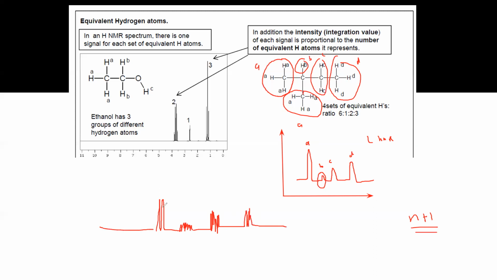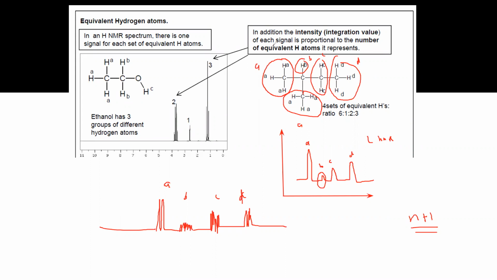So basically, the number of peaks remains the same, but further splitting occurs due to the effect which we call a coupling effect. Coupling effect means that the magnetic fields of the two hydrogen environments, or neighboring hydrogens, interact, which results in a further splitting, which we call coupling.